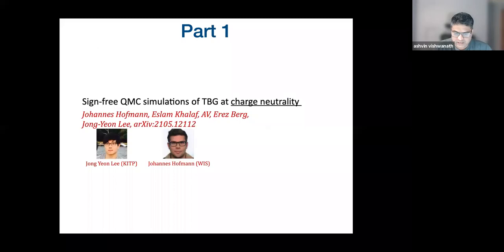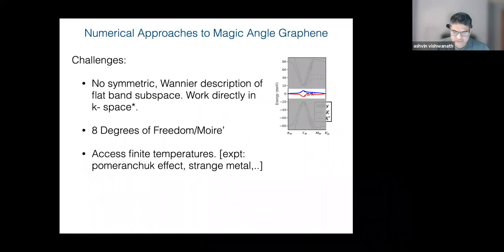these numerical calculations, quantum Monte Carlo calculations of twisted bilayer graphene at charge neutrality. This was done in collaboration with Eresberg's group, and the heavy lifting was done by these two young people, Jonghyun Lee, who's a postdoc at KITP, and Johannes Hoffman, who's a postdoc at the Weizmann. This was probably one of the most complicated numerical projects I've ever been involved in. But let me tell you the basic idea, just the overall approach. So what are we trying to do over here?